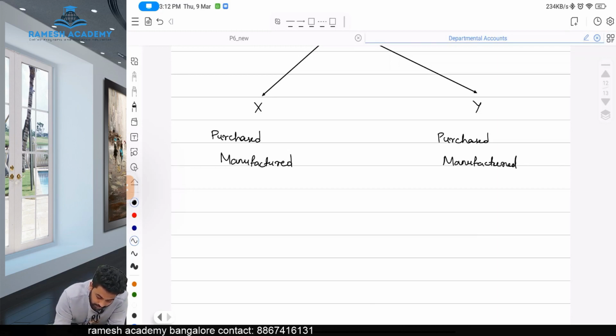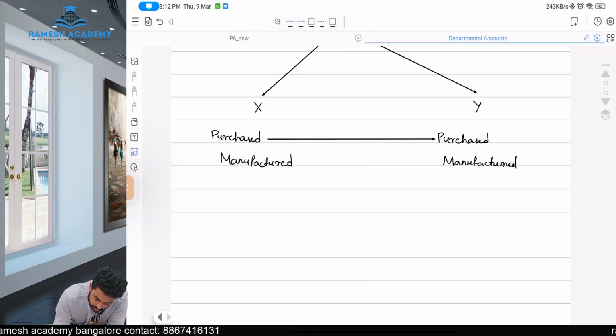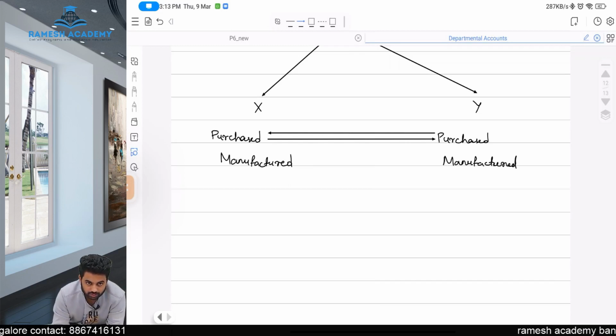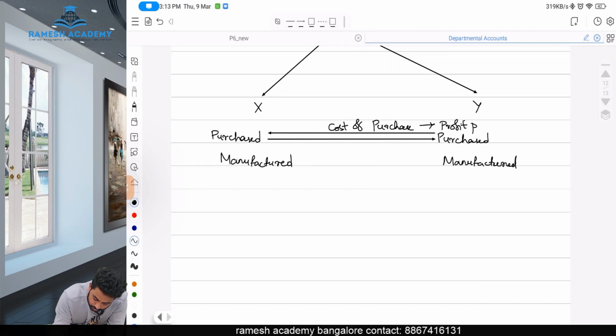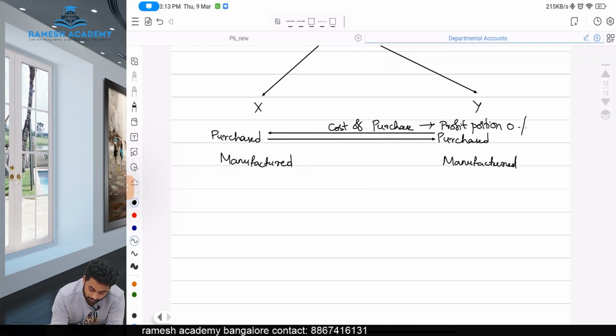Now when they transfer the purchased goods, it might be from X to Y, or it might be from Y to X. Transfer is happening from both ends. Both the departments are equally contributing. So we can say this is happening at cost of purchase, which means profit portion 0%.